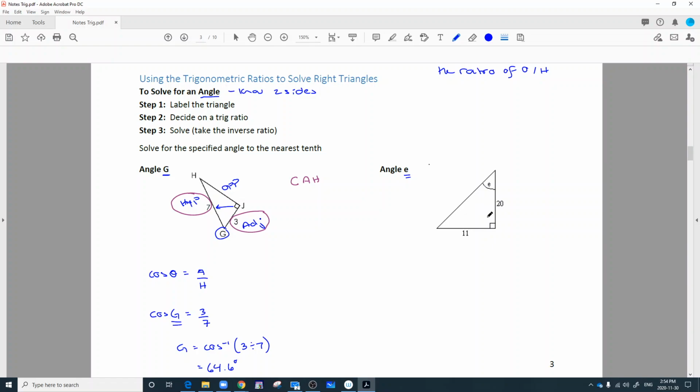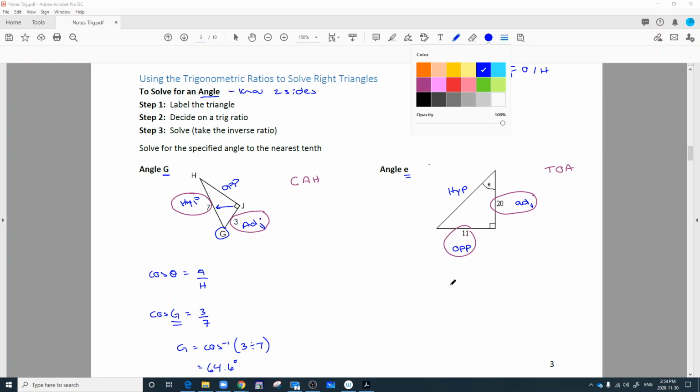So step number one, I always label my triangle. So I've got hypotenuse. Across from angle E is my opposite, and then my leftover is my adjacent. Then I'm trying to figure out which ratio I should use. So I know the opposite, I know the adjacent, so opposite adjacent, which means I'm going to use TOA. So then step number two, I'm going to decide on my trig ratio and set it up. So I'm going to say the tan of an angle is equal to the opposite as a ratio to the adjacent. And again, I don't know the angle. I'm solving for angle E now.